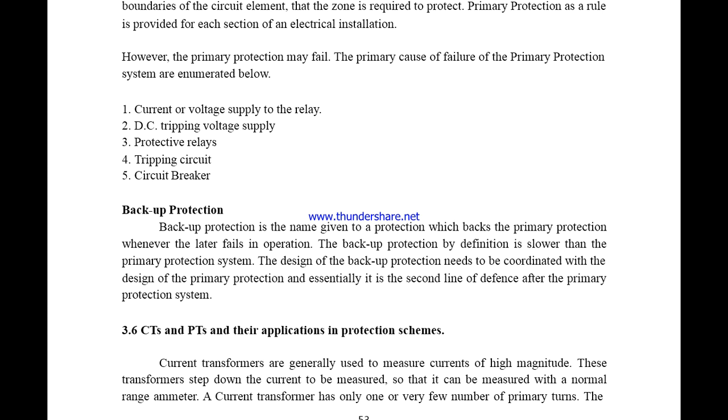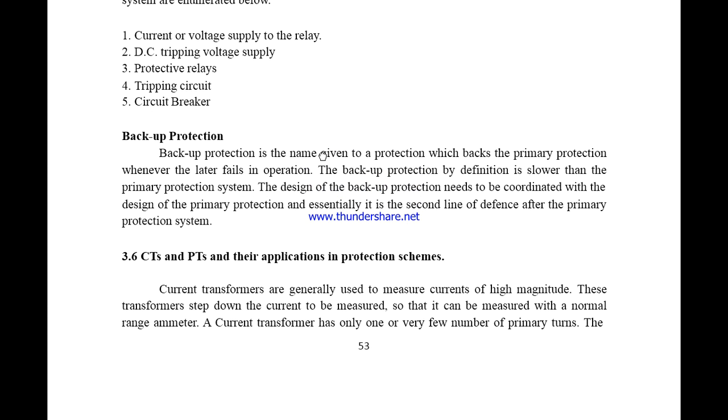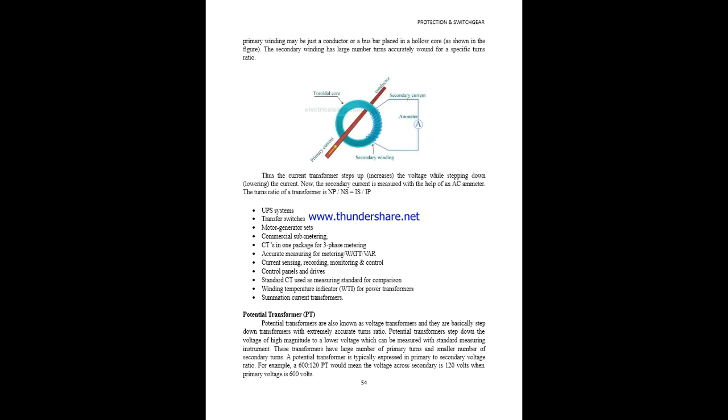Next, considering the current transformers and the potential transformers, they play a key role in protection schemes. Current transformers are generally used to measure currents of high magnitude. In laboratories, we use an ammeter for measuring current, but in large transmission and distribution systems, we need to use current transformers for that purpose. These transformers step down the current to be measured so that it can be measured with a normal range ammeter. A current transformer has only one or a few primary turns. We can see in the diagram itself.